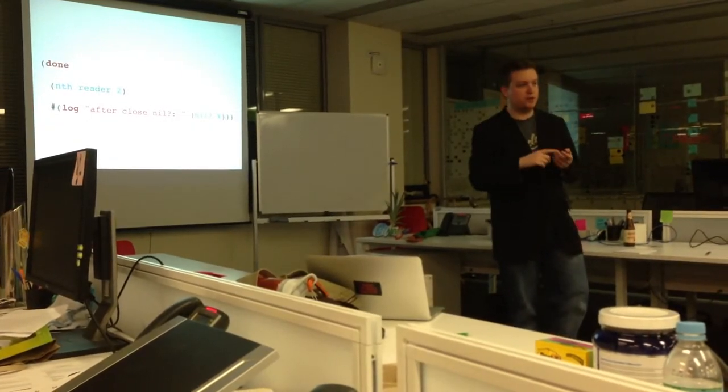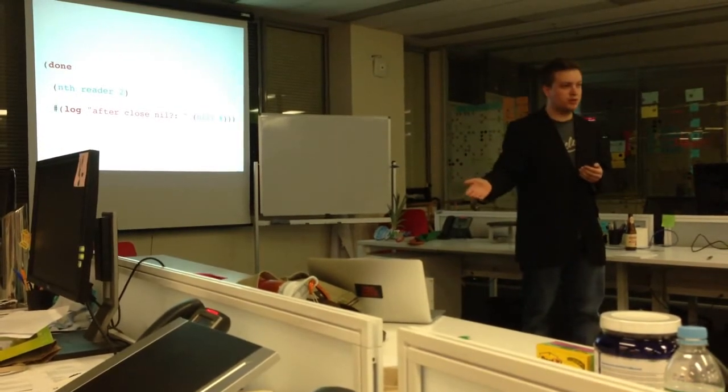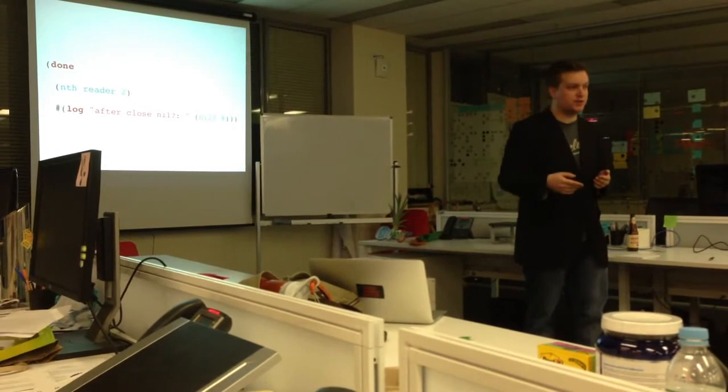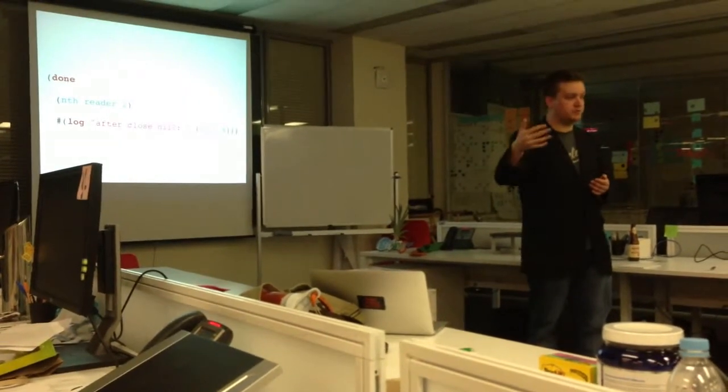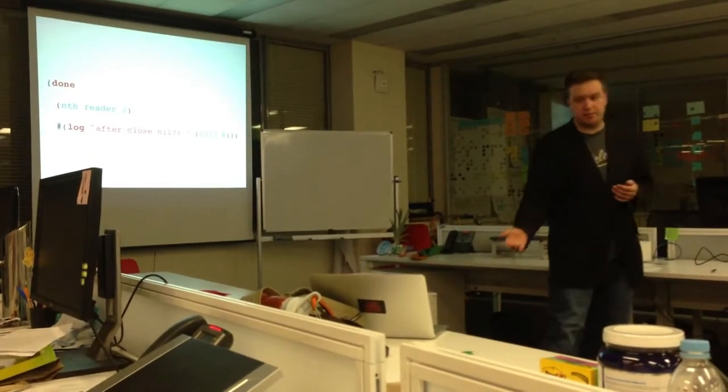And so if you've asked for a bunch of these values before close was called on the sequence, when close is called, then all of those promises will resolve and they will be nil at the same time.